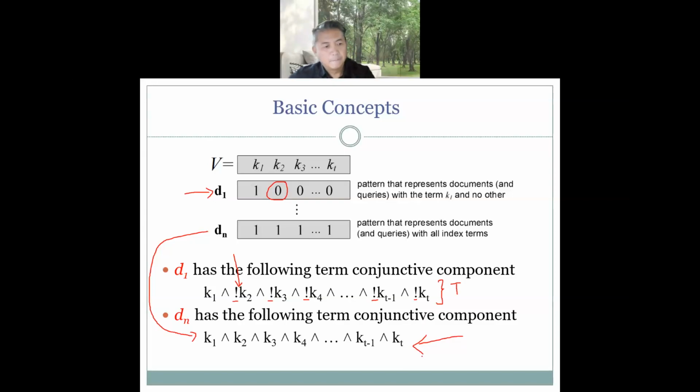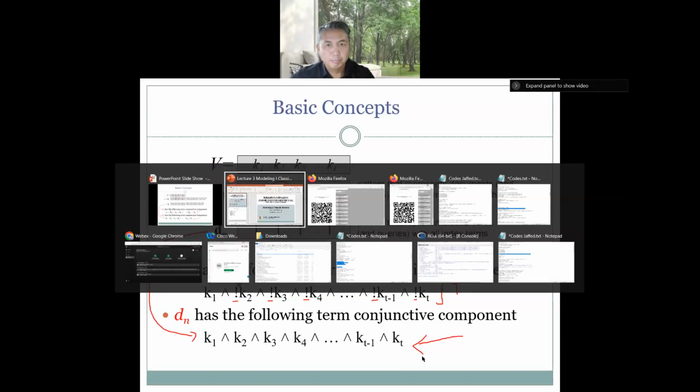Okay, any questions so far? Can you type number 1?